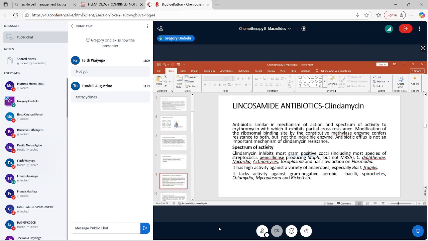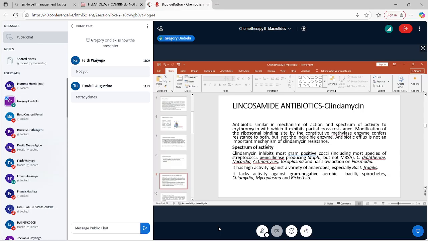and it has been shown to have cross resistance with erythromycin. Because if there's methylation, it means clindamycin will also be affected. And antibiotic efflux is not an important mechanism of clindamycin resistance. So for it, methylation is what actually affects it.